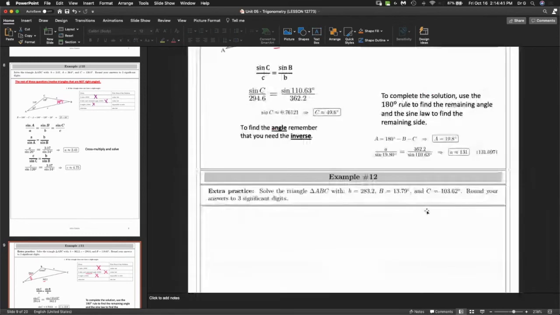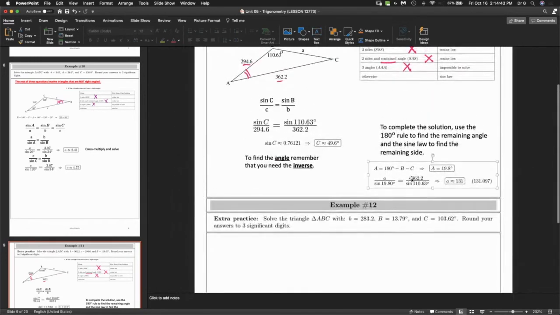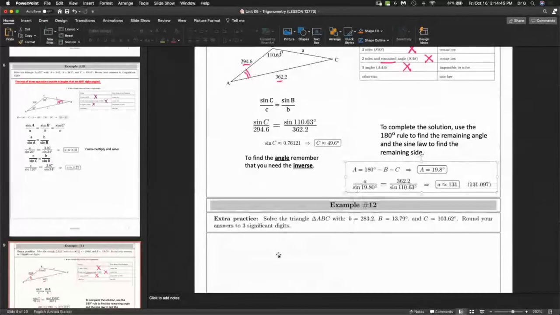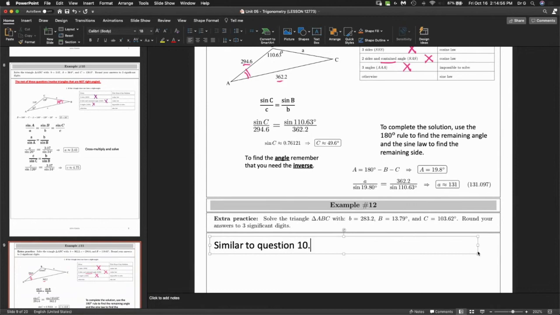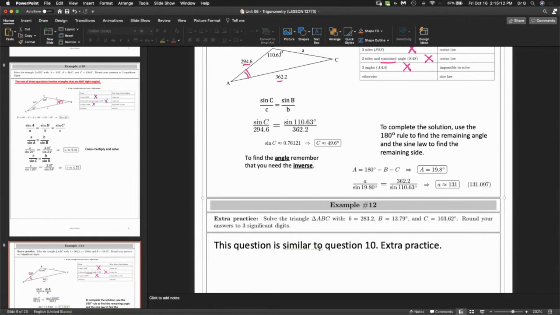So that's question number 11. Hopefully it's not too dangerous. I'll just type something here about 12. No solution for 12. 12 is a redundant question. This is similar to question 10. It's just extra practice. As I said there, okay, extra practice.